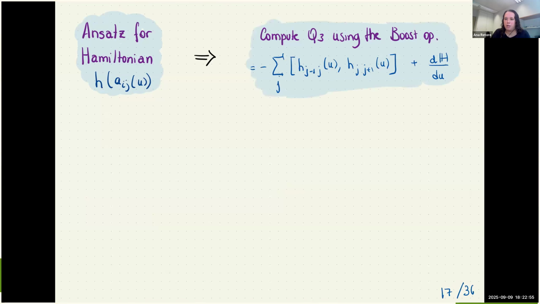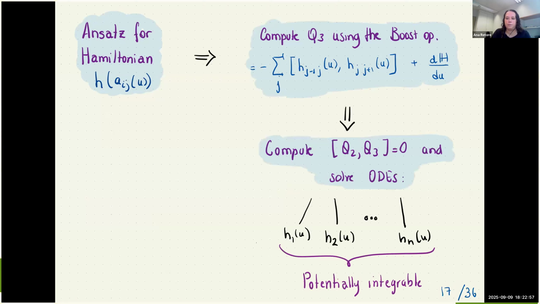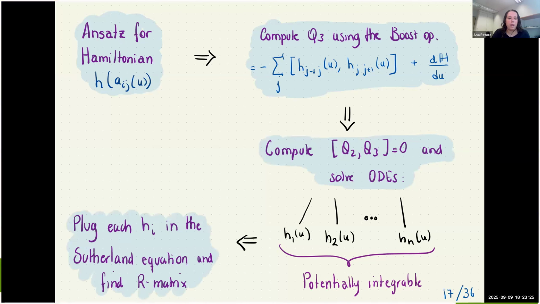You construct Q3 using the boost operator. You compute Q2 with Q3 and solve the ODEs. So if it was a larger Hilbert space, like a model in a larger Hilbert space, the more non-zero elements you start with, the more solutions you usually have. So you end up with several potentially integrable density Hamiltonians. And then we plug each of them in the Sutherland equation and solve for the R matrix. And then we check Yang-Baxter.